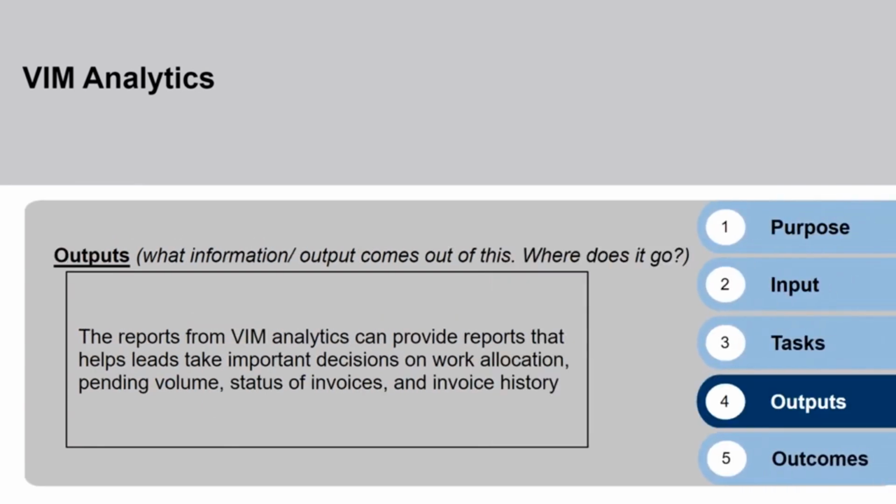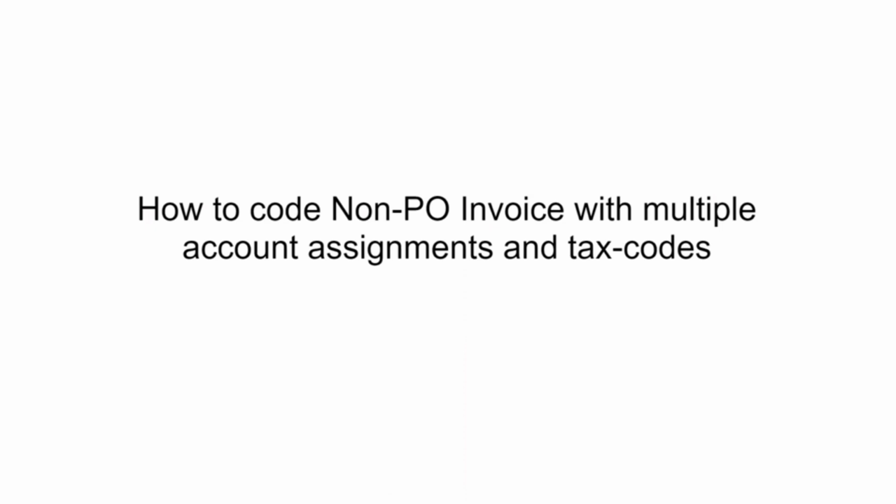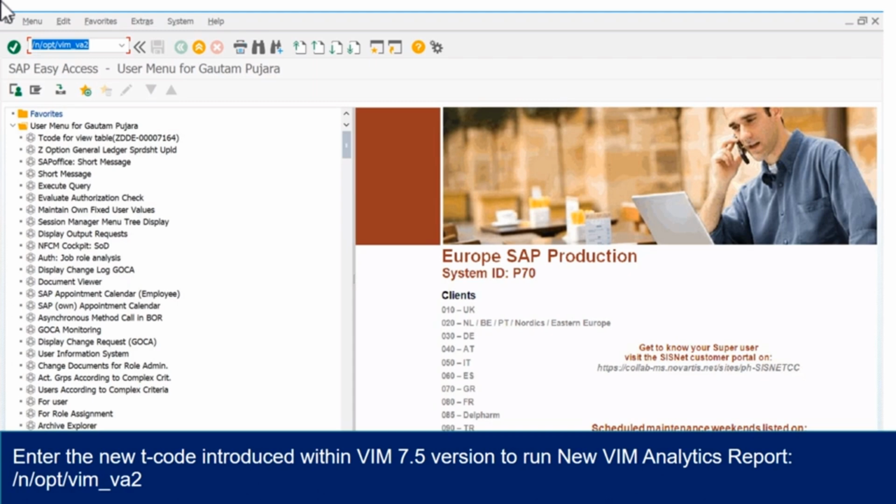The reports from VIM Analytics can help leads take important decisions on work allocation, pending volume, status of invoices, and invoice history. Business can take right decision based on the information provided by the report. How to code non-PO invoice with multiple account assignments and tax codes. Enter the new T-code introduced within VIM 7.5 version to run new VIM Analytics report.